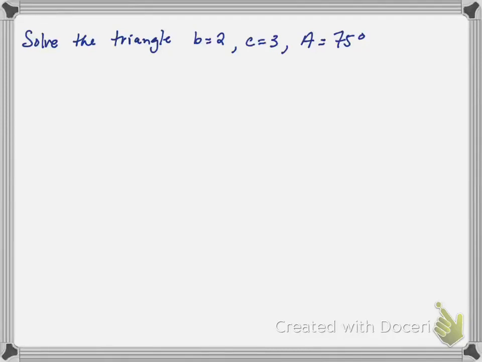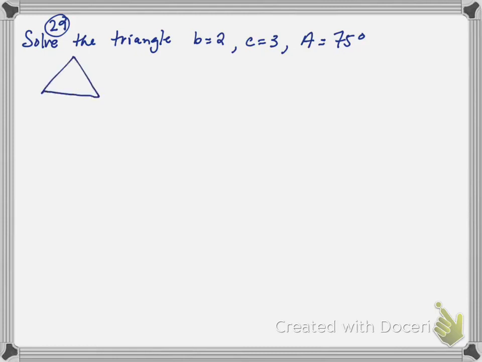This is question number 29 on the trig final exam review. It says to solve the triangle B equals 2, C equals 3, and A equals 75 degrees. So before we start, it's best if we draw this out.